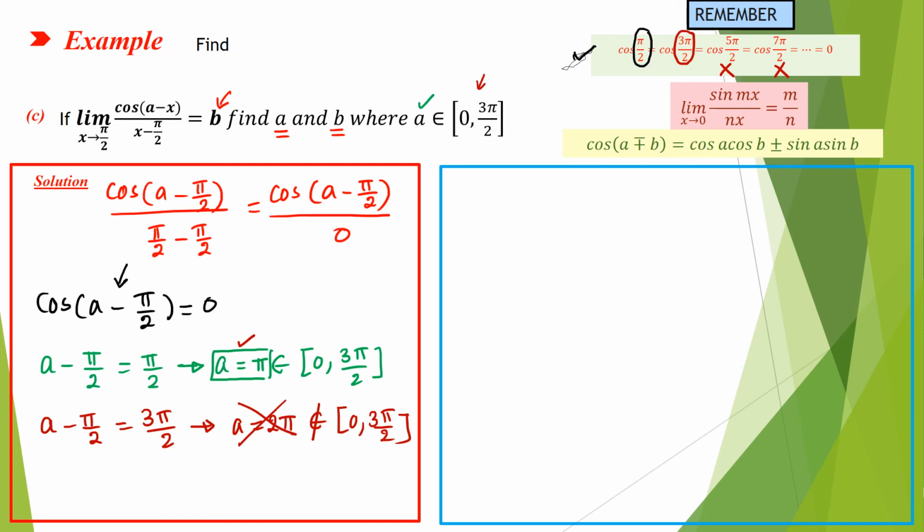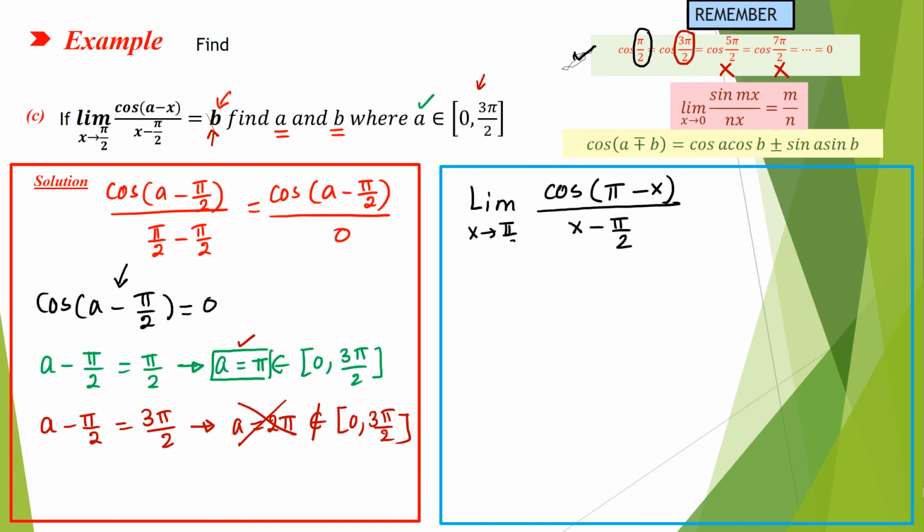Now you have to find the limit, because we want to find a and b. What about b? b is the value of the limit. So you have to write the limit again with the value of a inside. So we have the limit of cosine of (a, which is pi, minus x) divided by x minus pi over 2 when x goes to pi over 2.